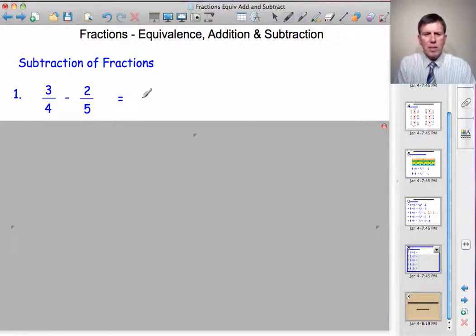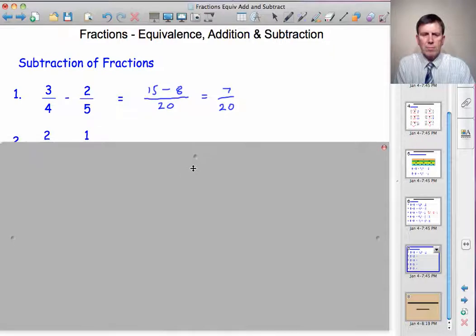So, common denominator for 4 and 5. The lowest number 4 and 5 will go into is 20. I've multiplied 4 by 5 to get 20, so do the same at the top. 3 5s are 15. And it's a minus sign on the top because we've taken one fraction from another. I've multiplied the 5 by 4 to get 20, so 2 times 4 is 8. So on the top I've got 15 minus 8, which is 7, to give an answer of 7/20.